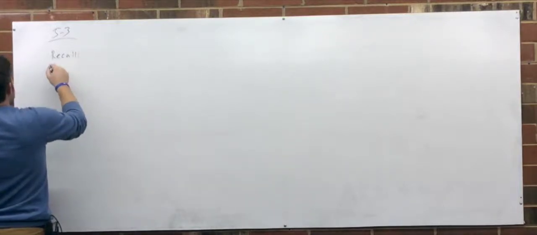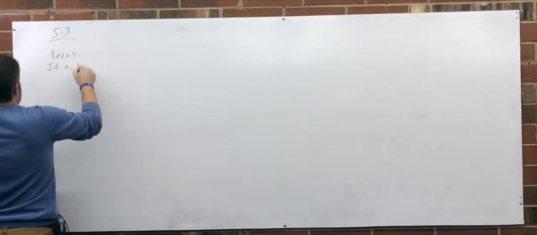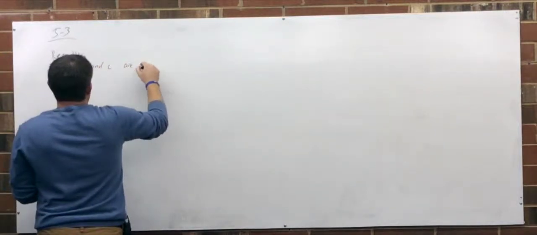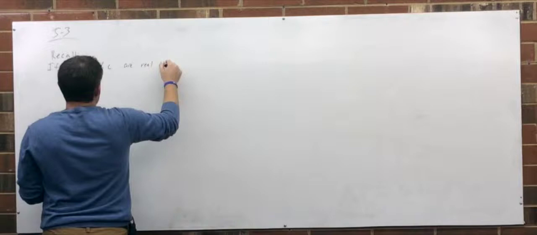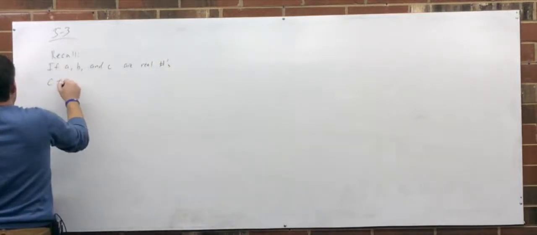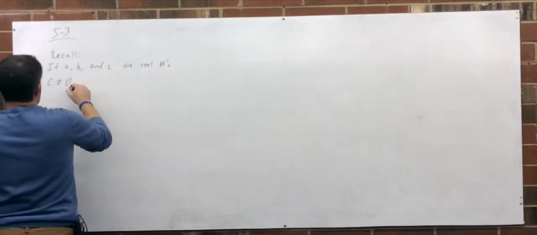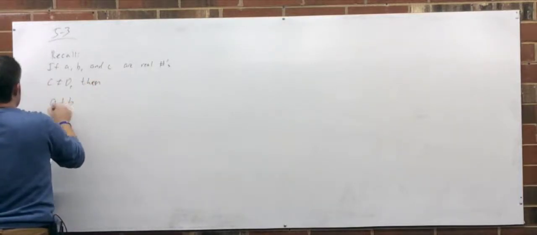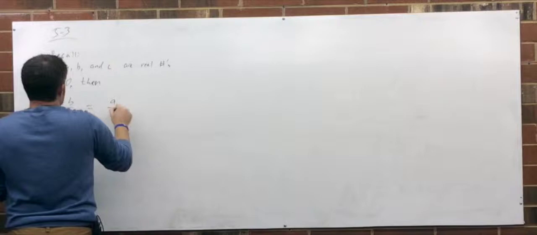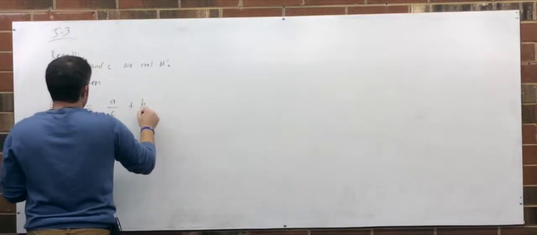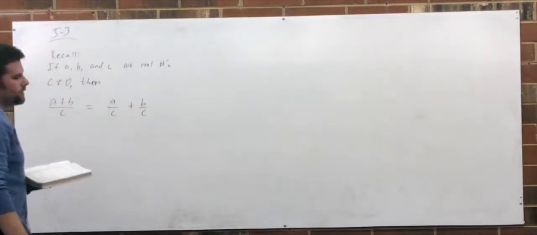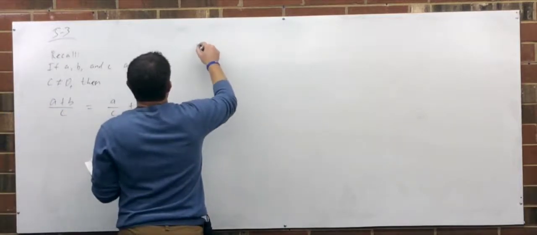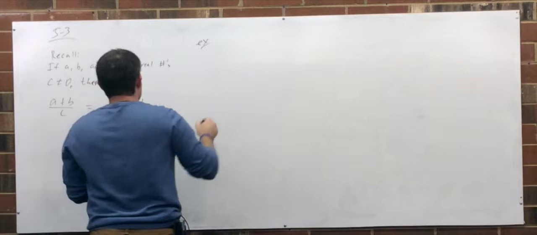Let's see. If A, B, and C are real numbers, and C not equal to 0, then we know that we can write (A plus B) over C as the same as A over C plus B over C. So this is a general rule dealing with numbers. All right. So let's look at a brief example of that now with polynomials.